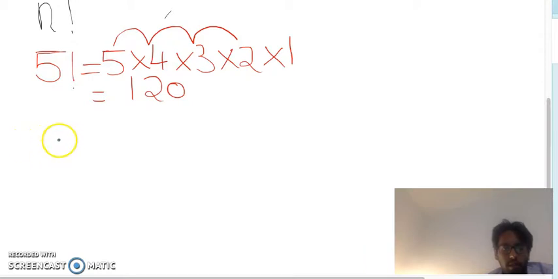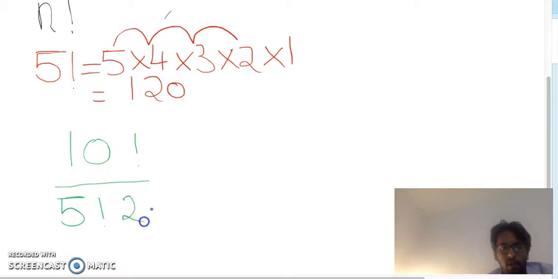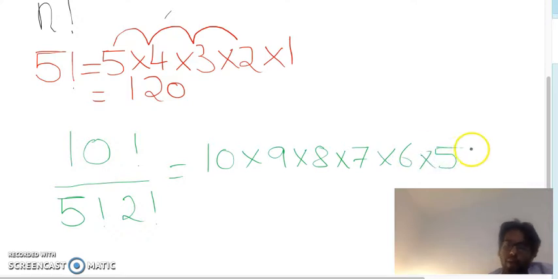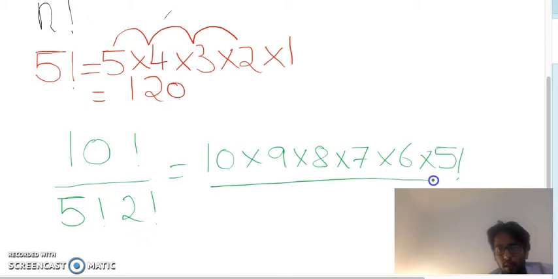So let's say we did, what is 10 factorial over 5 factorial over 2 factorial? That can be written as 10 times 9 times 8 times 7 times 6 times. Now I could write this as 5 times 4 times 3 times 2 times 1, but I choose not to because I'd rather stop it at the 5 factorial and write 5 factorial below it and a 2 factorial here.